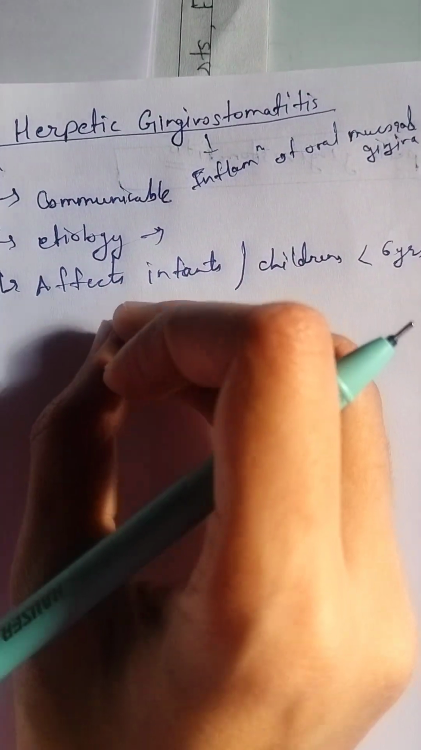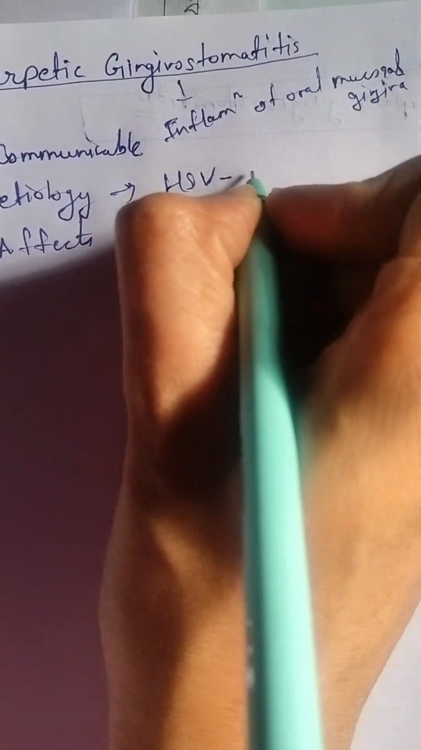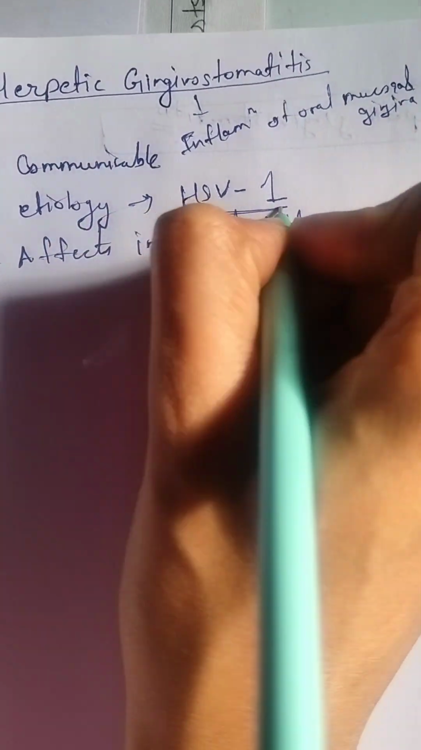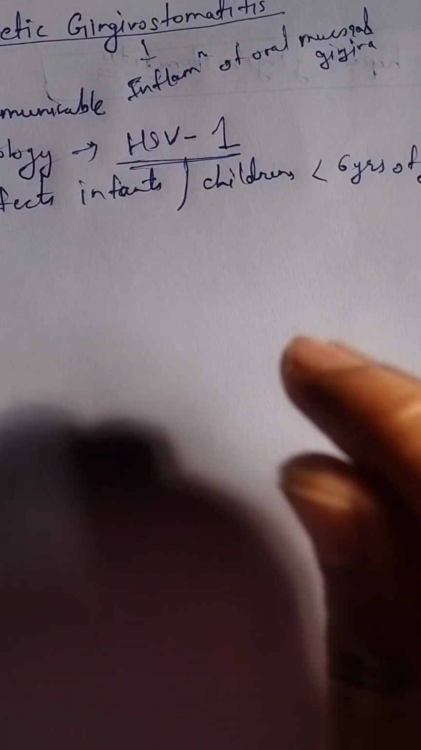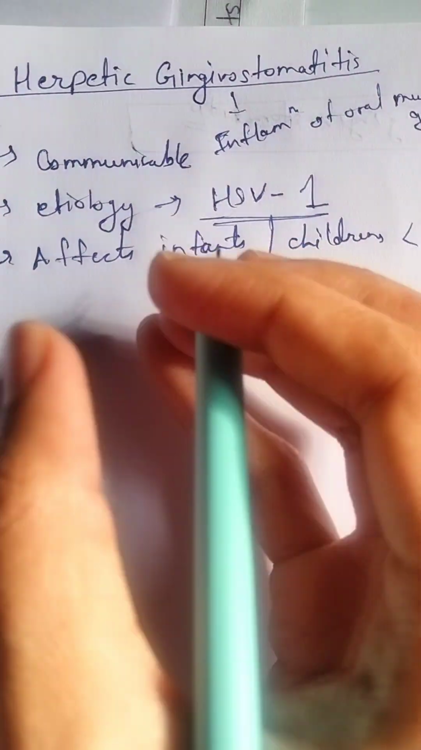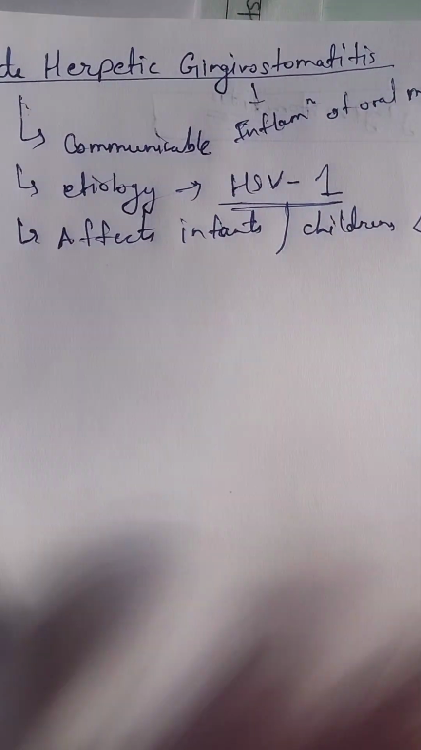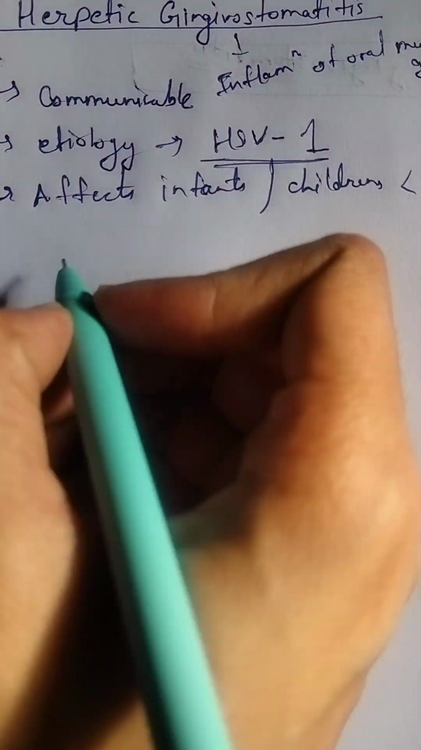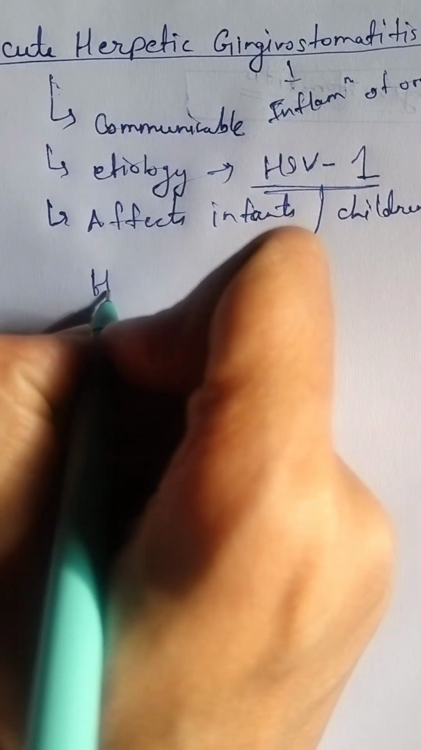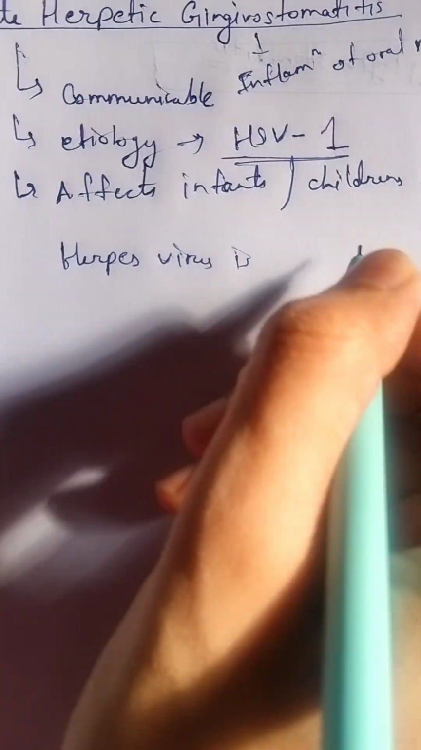Primarily the infection is asymptomatic. Etiology is due to HSV1. So first there is an exposure to the herpes virus. There will be no symptoms; primarily it is asymptomatic. Then the viral etiology is there, the herpes virus is inoculated.